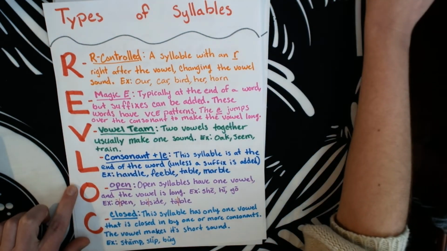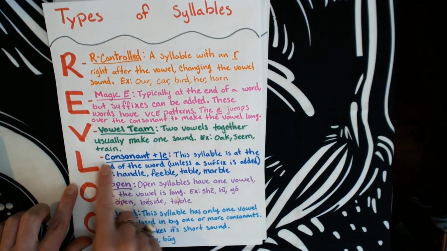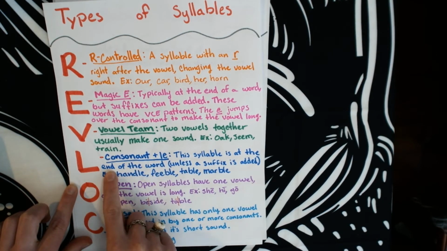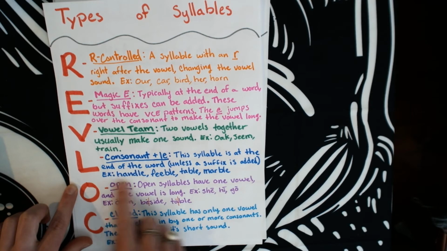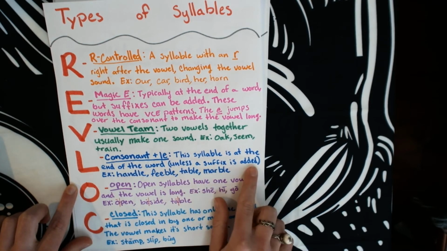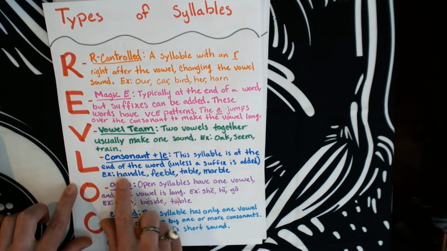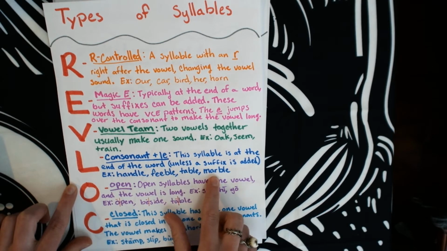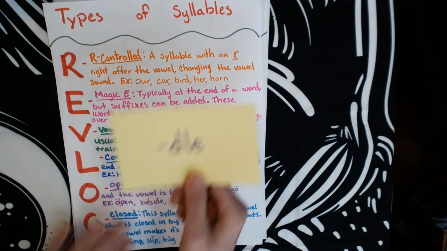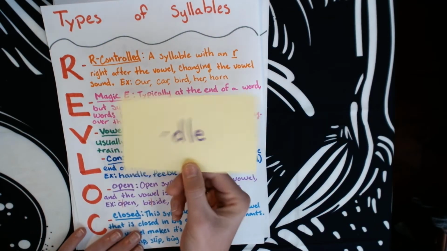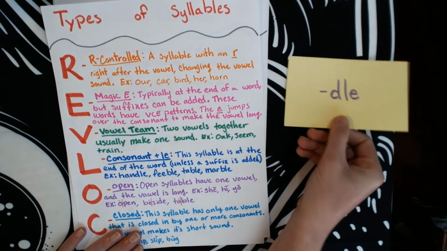The next syllable type is our consonant LE. The L in REVLOC stands for consonant LE syllables. This syllable is at the end of the word unless a suffix is added. Some examples are words like handle, feeble, table, and marble. So that consonant LE becomes a syllable of its own. DLE says dull, as in handle.